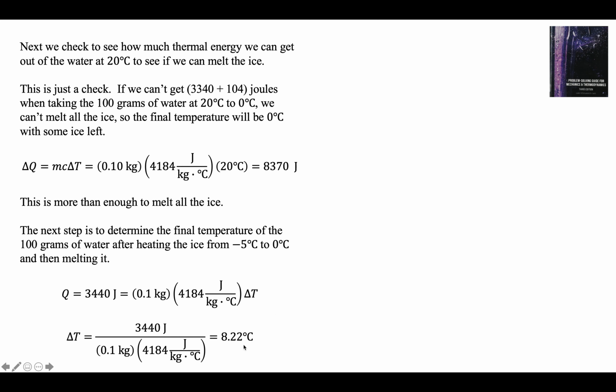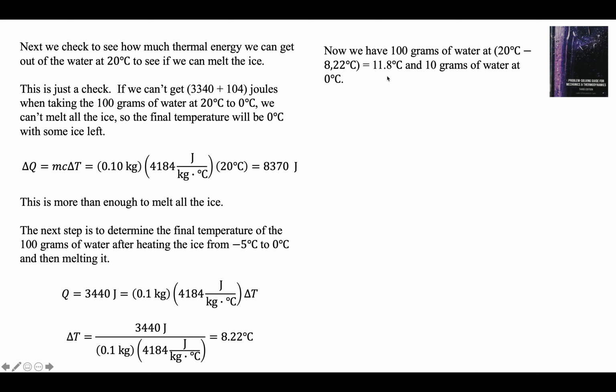When we calculate the temperature change, it's 8.22. This is the delta T. It starts at 20, and it's going to drop 8.22 degrees Celsius when taking that ice from -5 to 0 and then melting it. So now we have 100 grams of water at 11.8 degrees, and we have 10 grams of water. Remember, we melted it, and it's at 0 degrees.